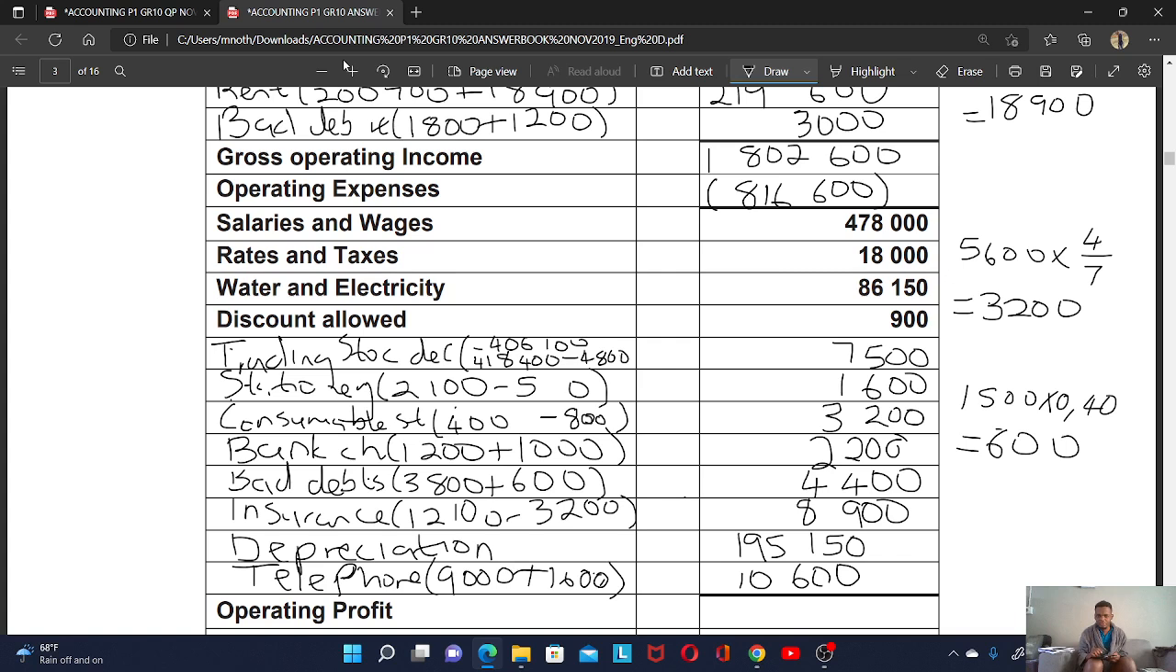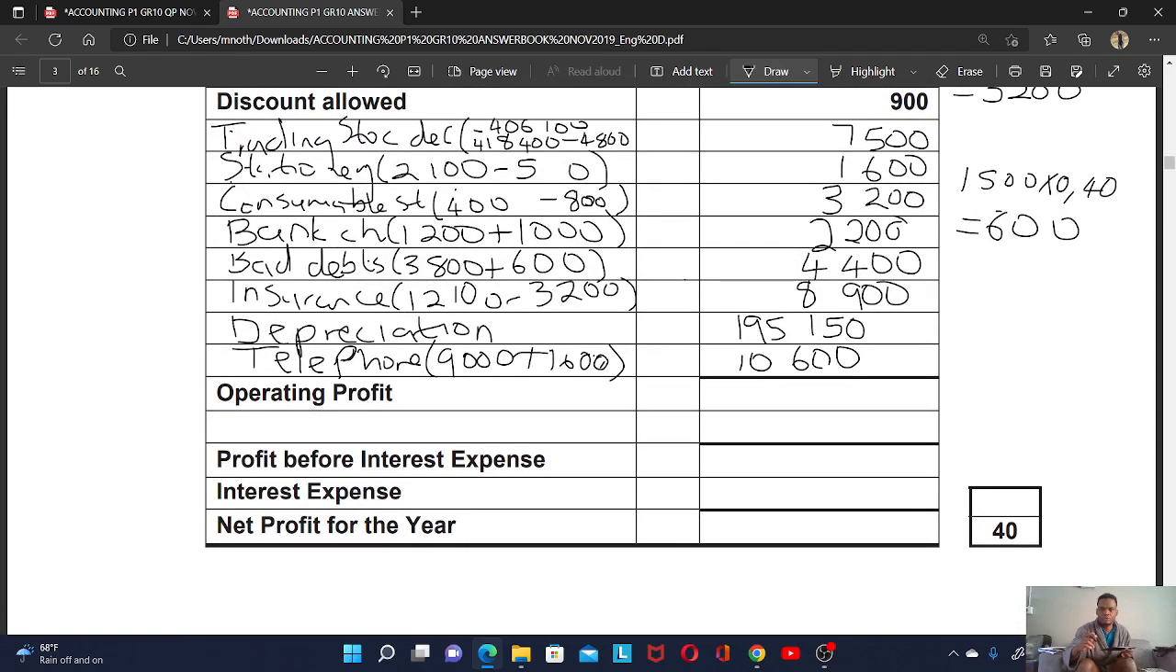So now let's go. The answer is 186,000. If you minus your gross operating income minus operating expenses, it is 986,000.